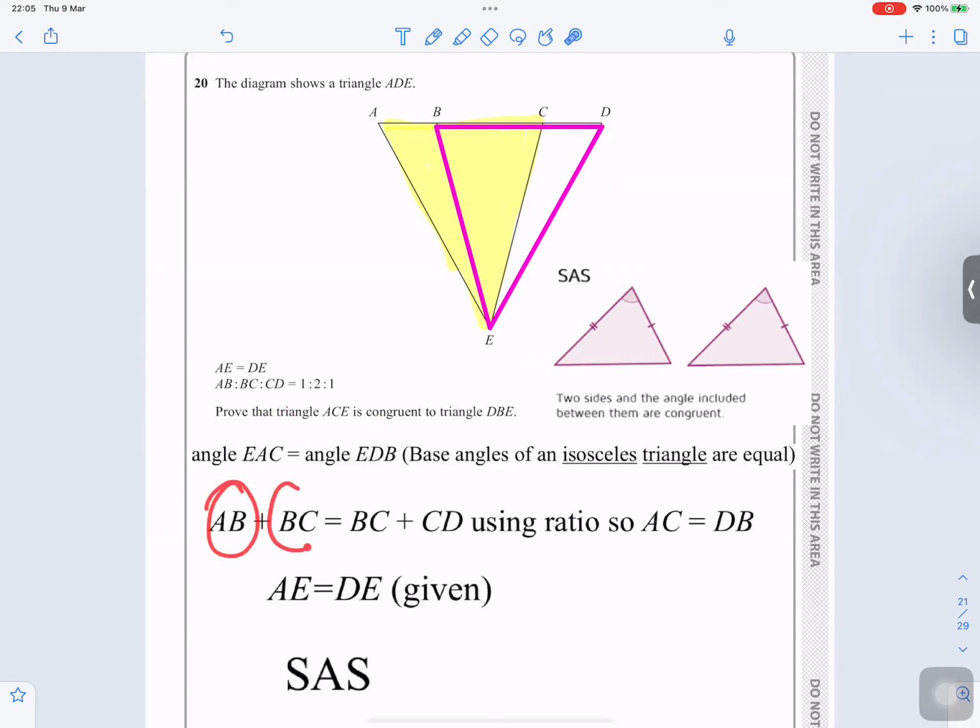So AB plus BC is the same as BC plus CD, using the ratio, so AC is equal to DB. And AE is equal to DE, which is given. And that one is given in the question. So it's side angle side.